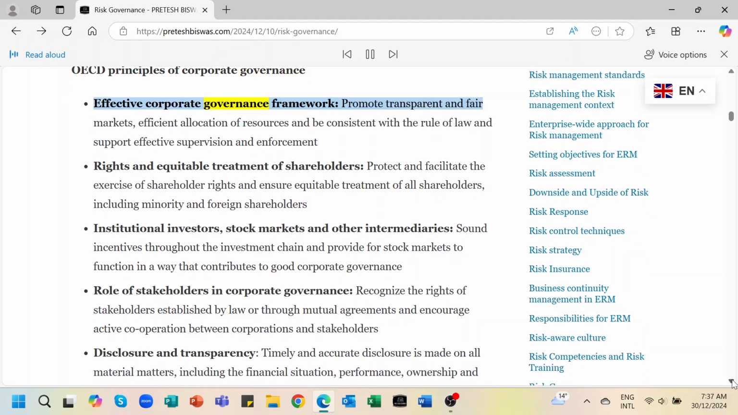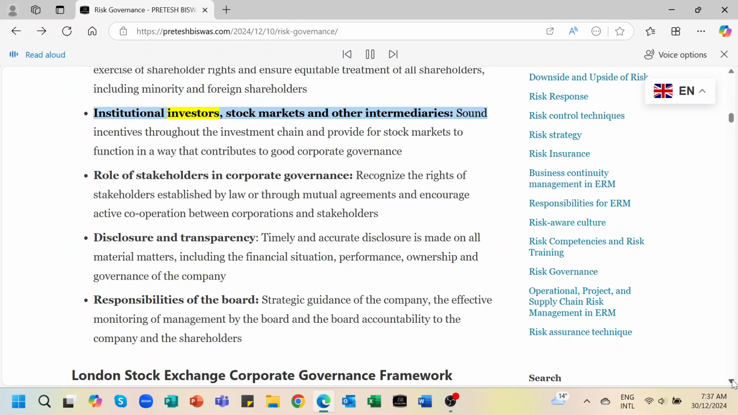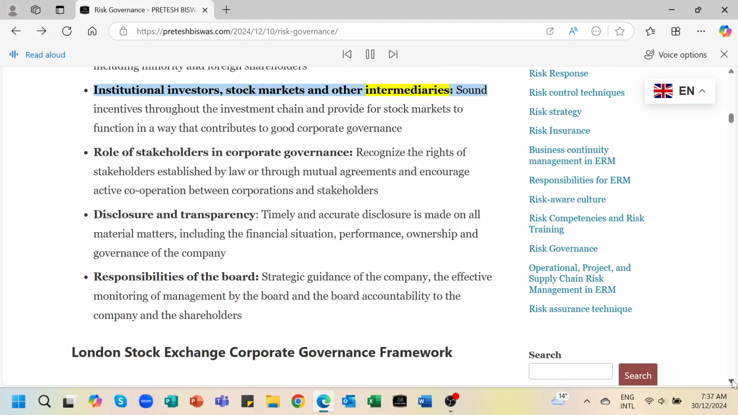Effective corporate governance framework. Promote transparent and fair markets, efficient allocation of resources, and be consistent with the rule of law and support effective supervision and enforcement rights and equitable treatment of shareholders. Protect and facilitate the exercise of shareholder rights, and ensure equitable treatment of all shareholders, including minority and foreign shareholders, institutional investors, stock markets, and other intermediaries.